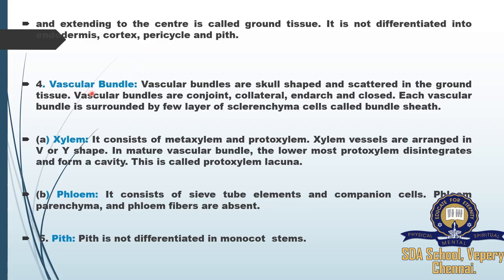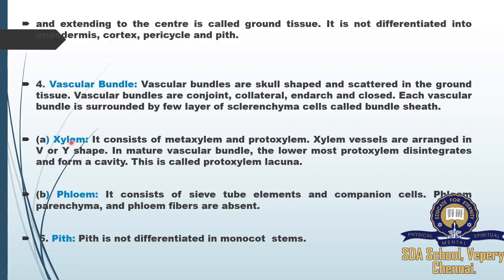Then we have vascular bundles. These vascular bundles are scattered in the ground tissue. So ground tissue is fixed at the center. In that we have vascular bundles which are skull shaped. Vascular bundles are conjoint, collateral, endarch and closed. Each vascular bundle is surrounded by a few layers of sclerenchyma cells called bundle sheath. Here sclerenchyma cells are fixed in a few layers. This is called a bundle sheath.